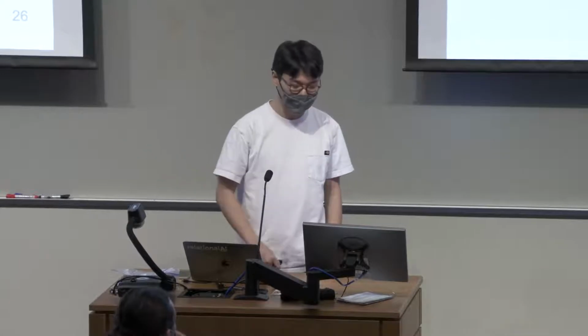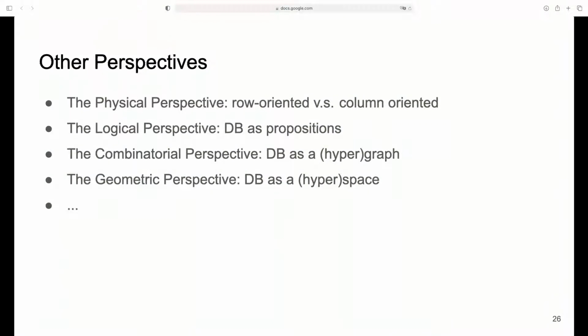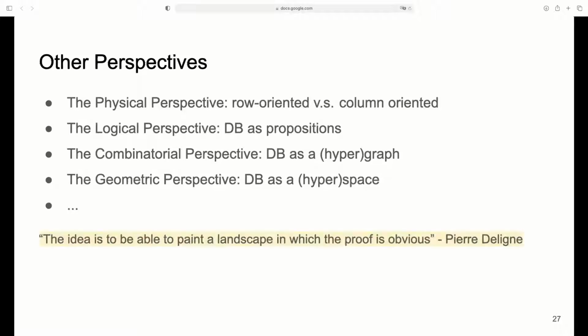There are many other perspectives from which we can look at databases. There's a physical one, a logical one. We can look at a database as a graph, a hypergraph, and we can also look at it as a hyperspace. My takeaway from this is that it's really powerful to look at a concept from different angles. One of my favorite quotes says that when we do math, the point is not to come up with a really complicated proof. It's to paint a landscape from which the proof is obvious. Switching between different perspectives might help us find this perfect landscape. Thank you.